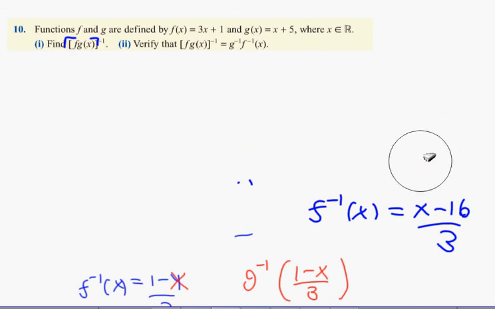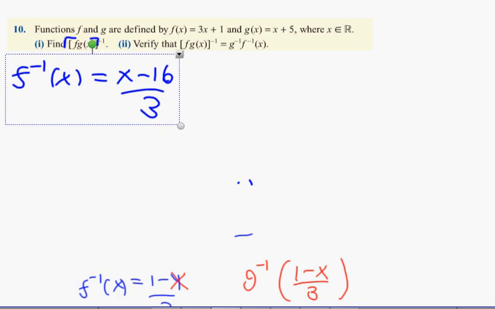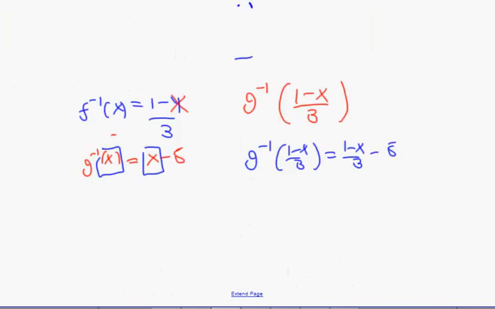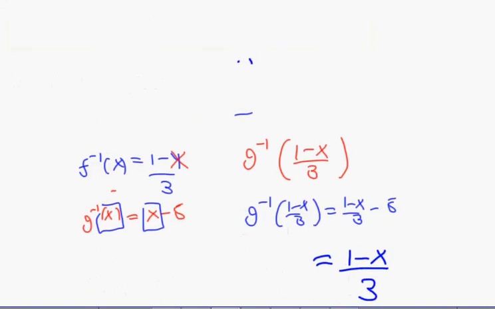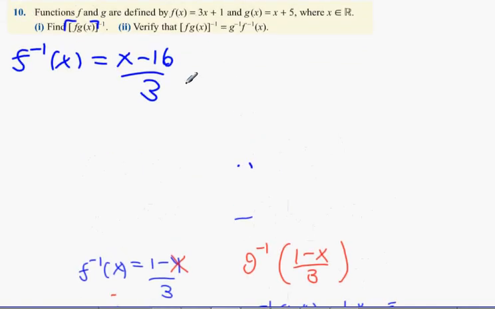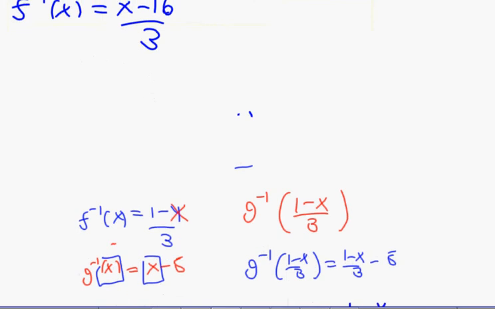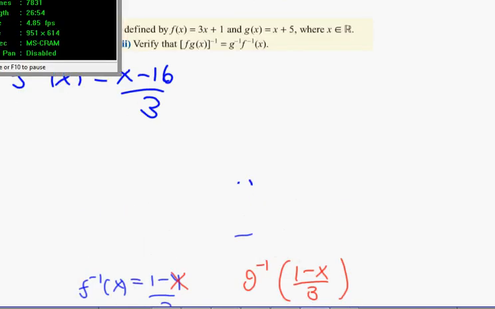So now that I have that done, I made a mistake in the original part. And now look at this. Common denominator is going to be (1 minus x) over 3. Now, that's (x minus 16) over 3, so what I should do is probably recheck g inverse and f inverse.